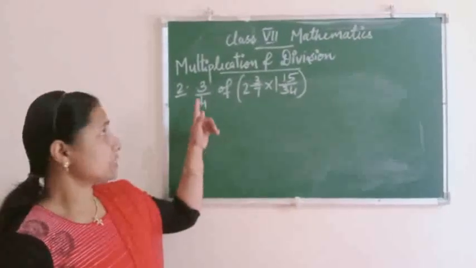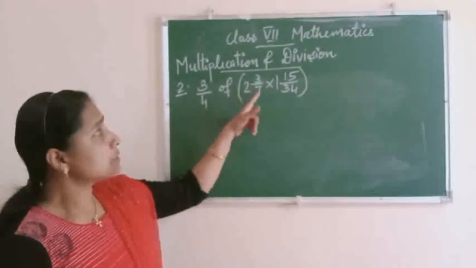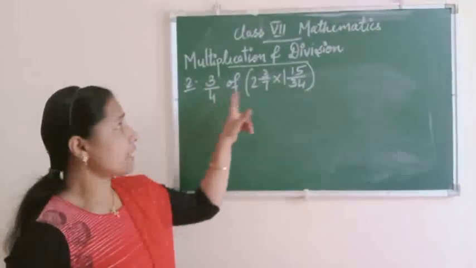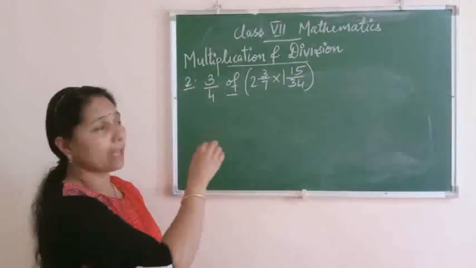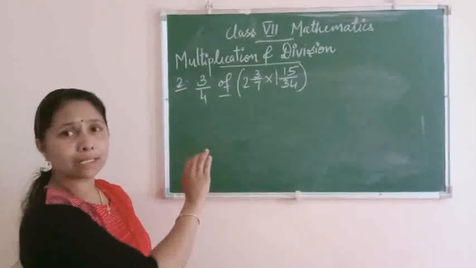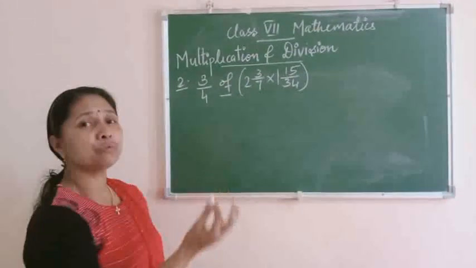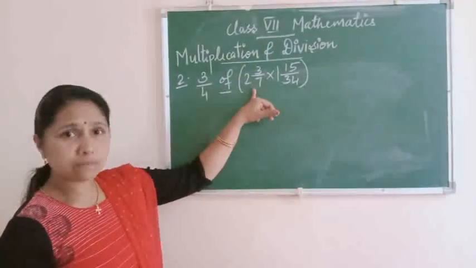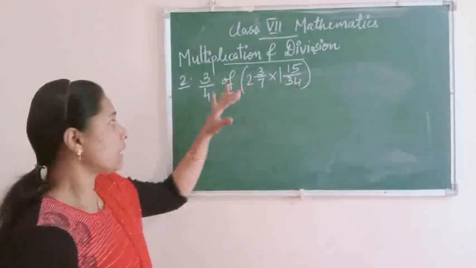Now see the next question. The second question is written here, 3 upon 4 of (2 3 upon 7 multiplied by 1 15 upon 34). Three fractions are given, and in this, one "of" is written here. In maths, "of" means you have to do multiplication, and there is also one bracket given. Inside the bracket two fractions are given, and both fractions are given in mixed form. So first of all we have to convert the mixed fractions into improper fractions. So I am writing that here.